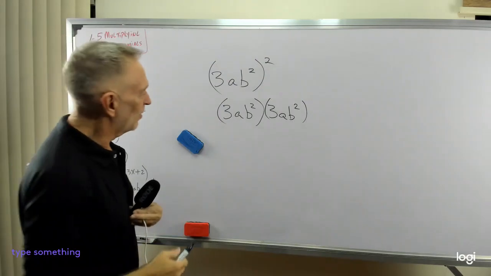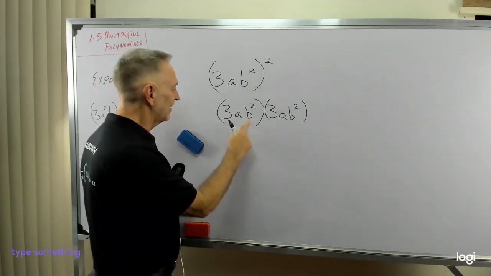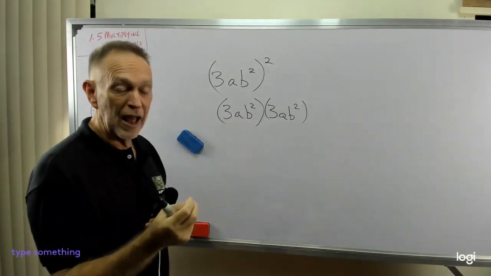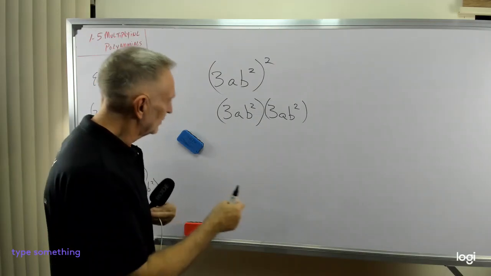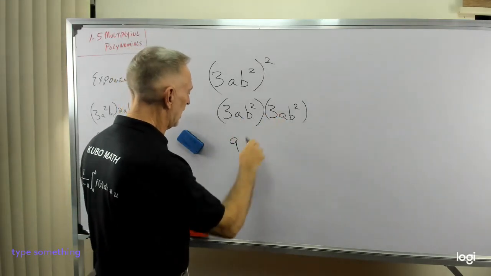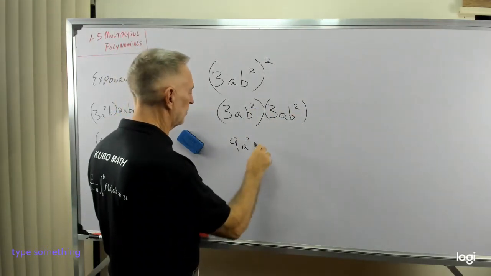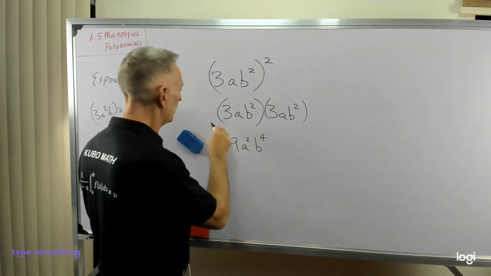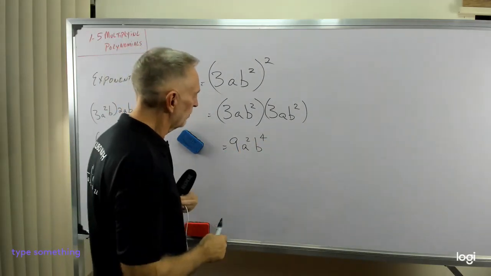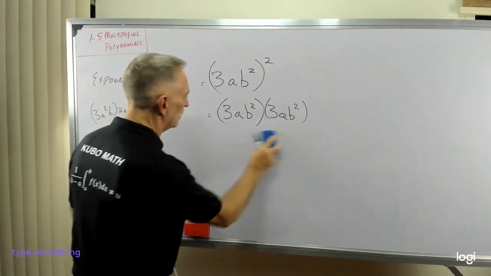Now in the previous video we said if I have a pakwan, a saging, and a papaya, I have to add or multiply like items. So in this case, 3 times 3 is 9. A times a is a to the second power. B to the second power times b to the second power is b to the 4th power. So 9a to the second power b to the 4th would be the multiplication of those quantities.